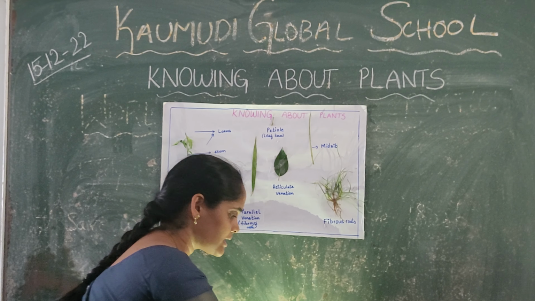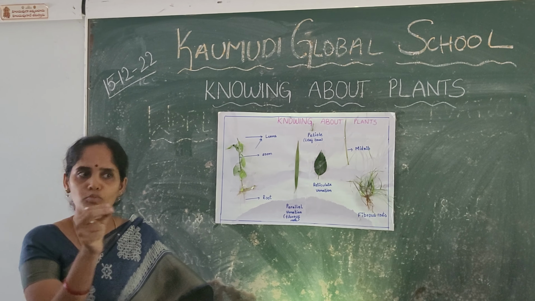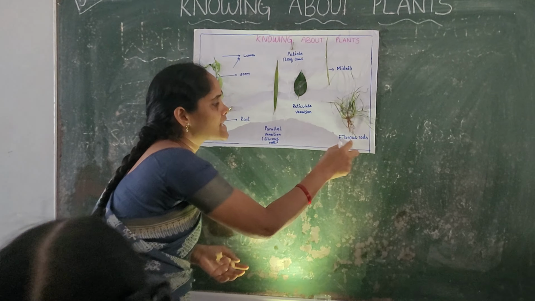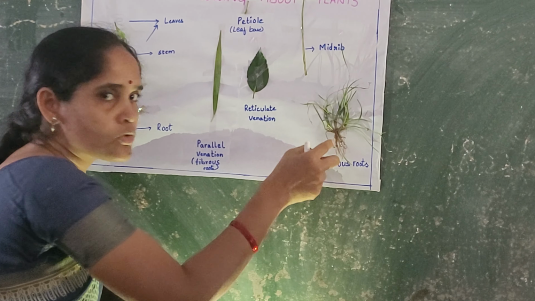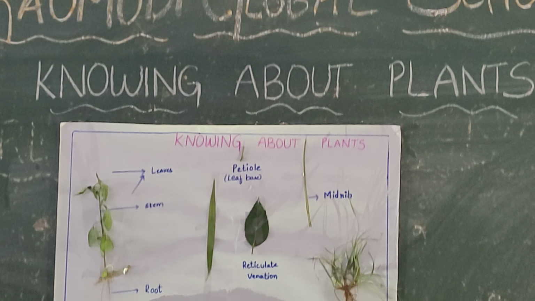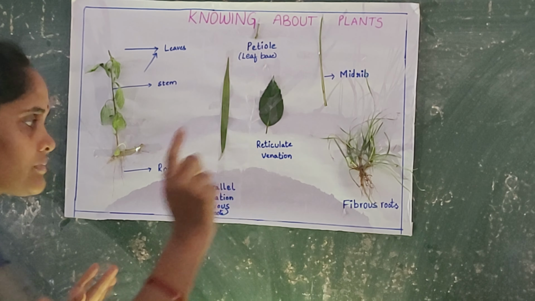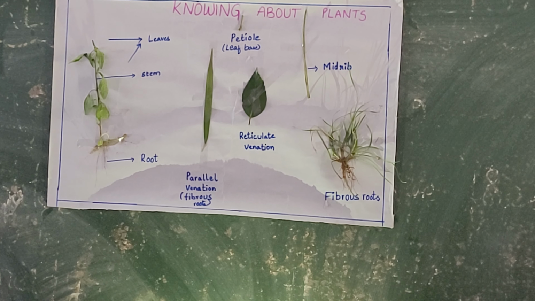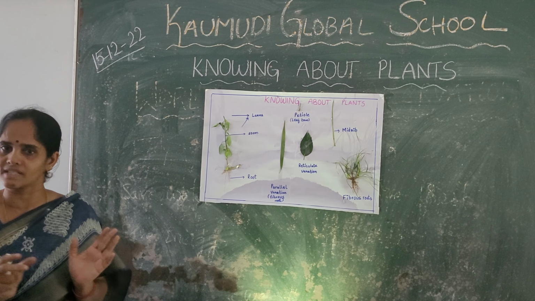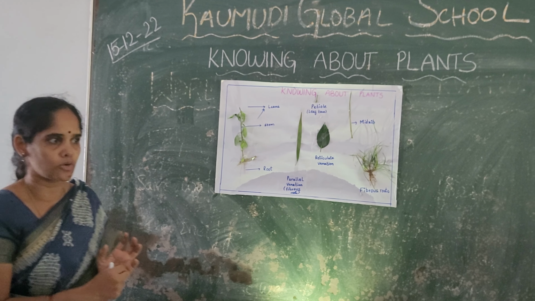There is another root system where the roots are in the form of a cluster, like a group. Small fine roots will be there, like a group, like this. This we call fibers. Here, roots will be like fibers. So we call it fibrous root system. So roots, we have two types. One is tap root system, the other is fibrous root system. In tap root system, the main root is called tap root, like beetroot, carrot, radish. In other plants, we see fibrous roots. Okay, understand about root system.